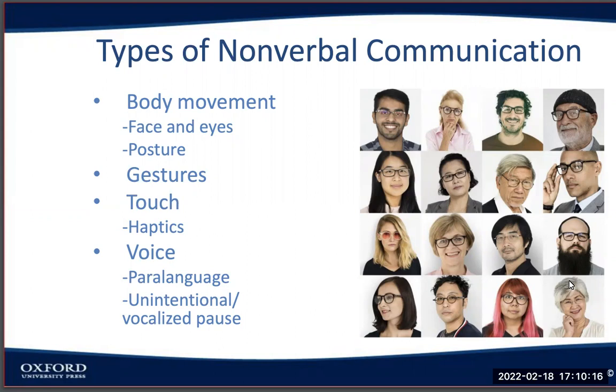Voice factors comprise rate, tempo, volume, pitch, and tone. Paralanguage describes the way a message is spoken. Unintentional pauses occur when people stop to collect their thoughts before deciding how best to contain their verbal message.